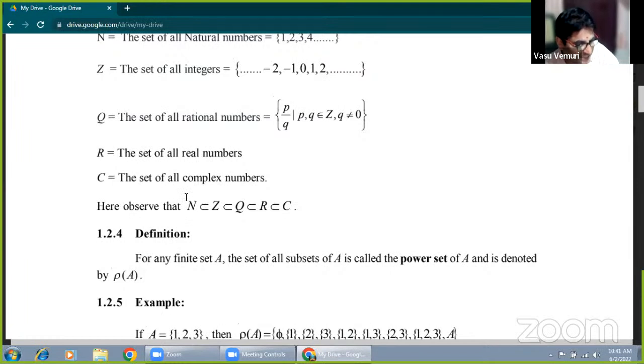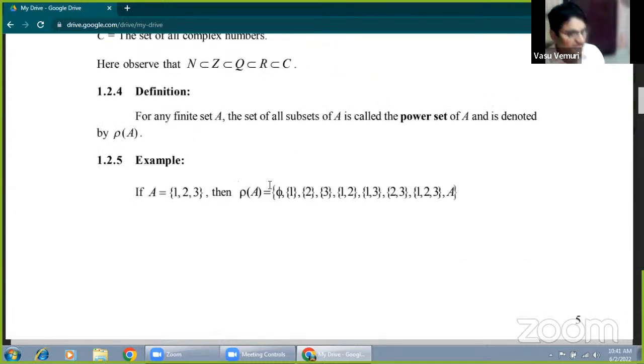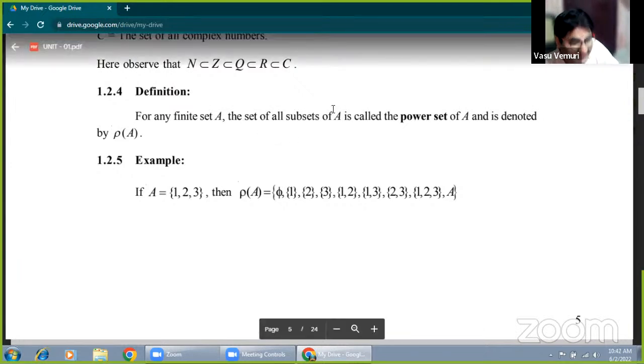So the concept is: N is contained in Z, Z is contained in Q, Q is contained in R, which is contained in capital C. This is particularly in the set theory concept, and this is the basic concept. Especially in this session, only one short answer is given in the final examination, so that's why this is the concept to be learned.